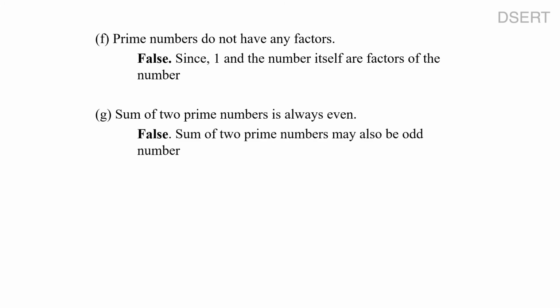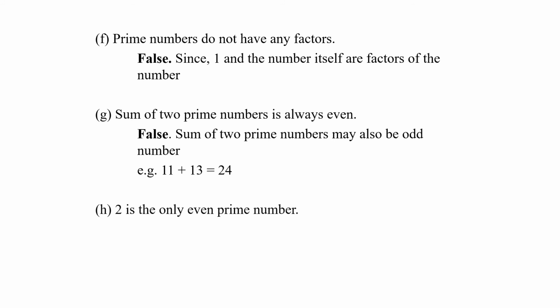Next, the sum of two prime numbers is always even. False. The sum of two prime numbers may also be an odd number. For example, 11 plus 13 is 24. It is again an even number. Next, 2 is the only even prime number. Yes, it is true. 2 is the only even prime number.